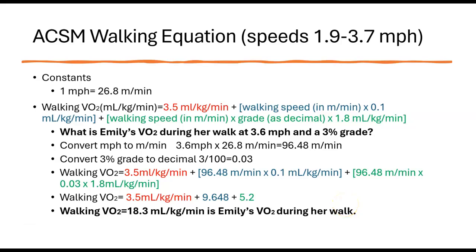All right, guys, I want to continue on the lecture about energy expenditure equations. We have the ACSM walking equation, which is going to be any speed from 1.9 to 3.7 miles per hour. Anything over that, we're going to use the running equation for. These are just given miles per hour examples based on being able to continue to have 2 feet on the ground at a time. So that is why ACSM came up with that.